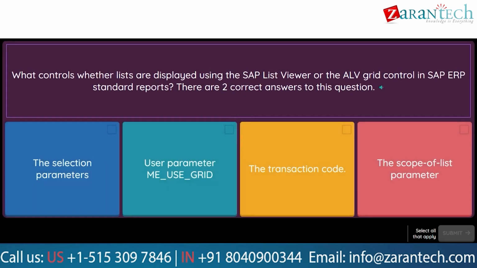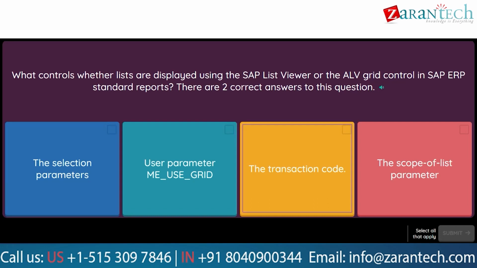Question: What controls whether lists are displayed using the SAP List Viewer or the ALV Grid control in SAP ERP standard reports? There are 2 correct answers to this question. Option 1: the selection parameters. Option 2: user parameter ME_USE_GRID. Option 3: the transaction code. Option 4: the scope of list parameter.